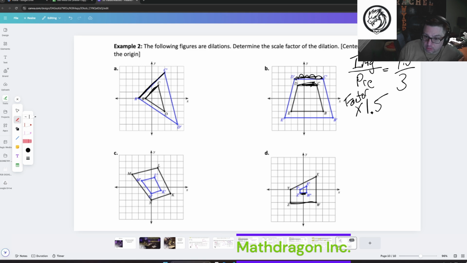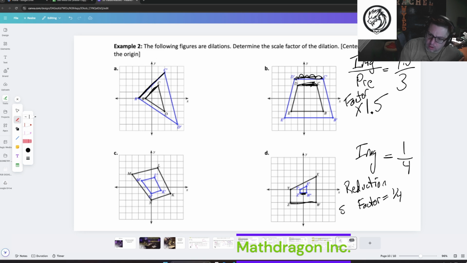Here we can do this and this. Sometimes they're as clear, sometimes they're not as clear. Do the best you can with what you got. But I see this being a 1, and that's the image. So 1 goes on top, and then 1, 2, 3, 4 goes on the bottom. So this is a reduction by a factor of 1/4. And you can even call it, to be proper, a scale factor of 1/4.